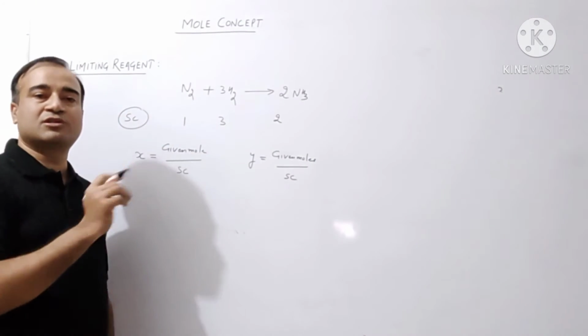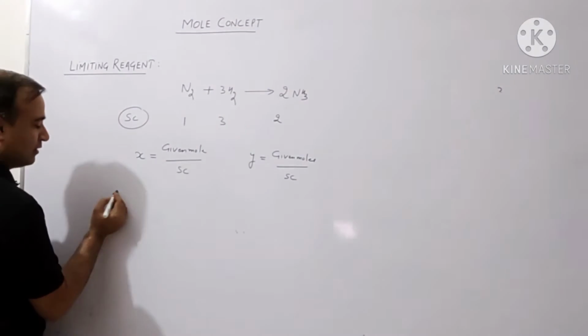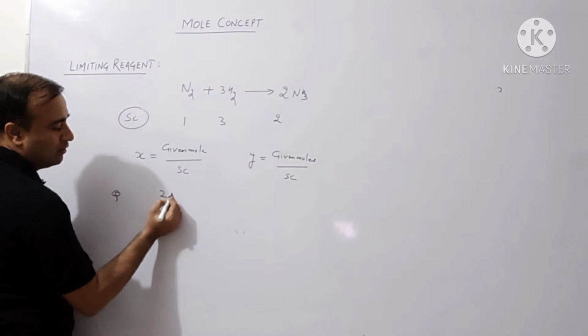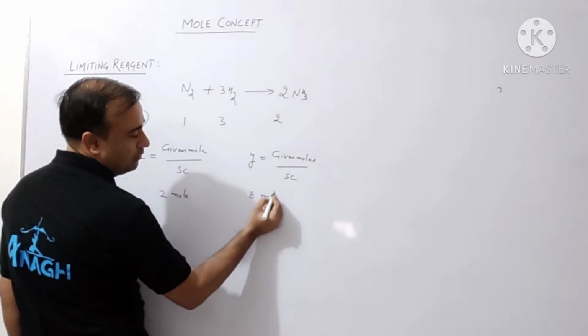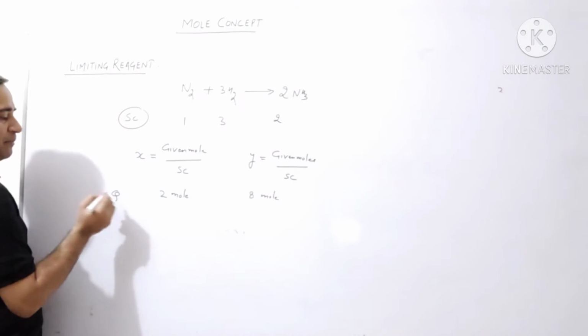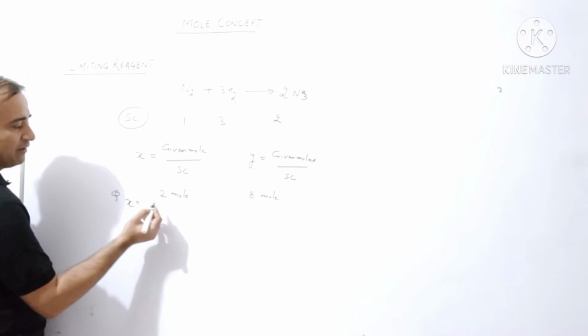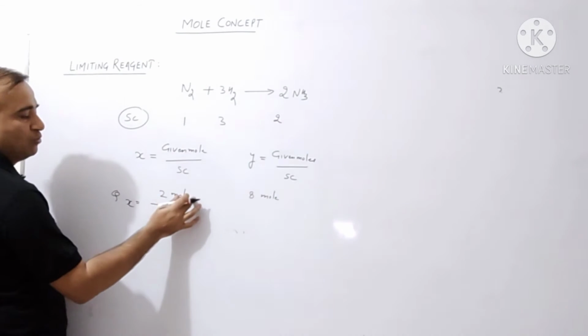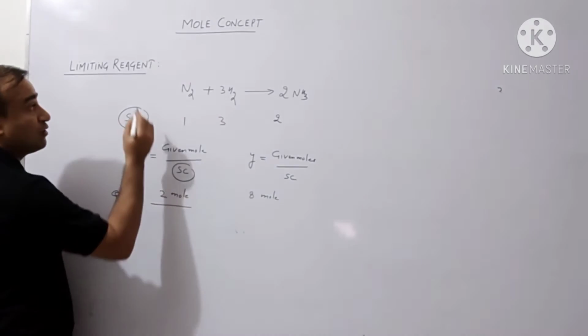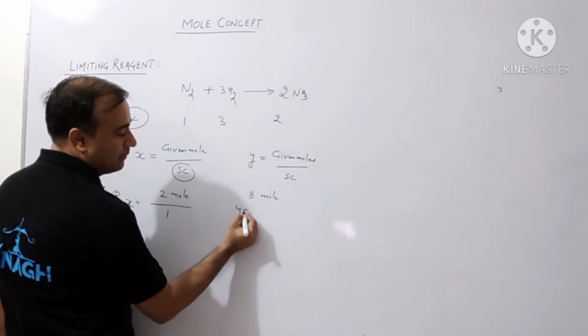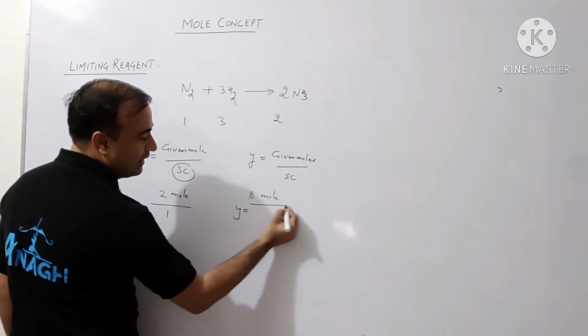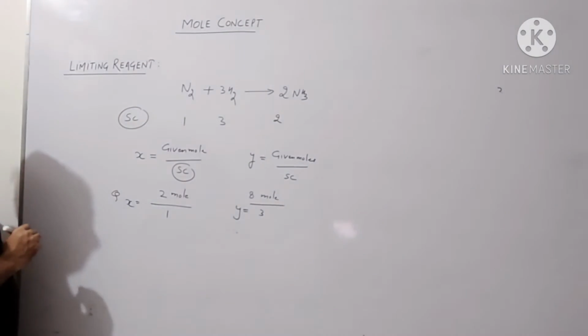In the previous question, we are given 2 moles of nitrogen and 8 moles of hydrogen. So we can determine the values of X and Y. For X, given moles 2 and stoichiometric coefficient of nitrogen is 1. Similarly, in the determination of Y, given moles 8, stoichiometric coefficient 3.